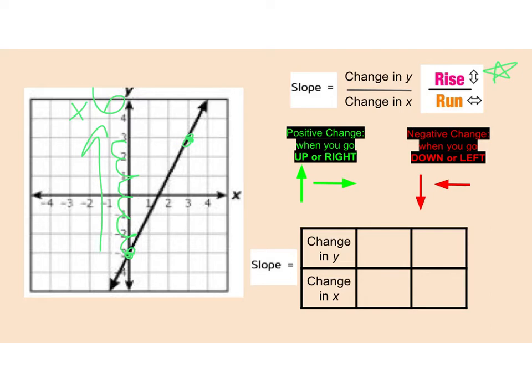And now I'm going to travel to the right, and I traveled right 3 spaces, so that's going to be a positive 3. So my change in y is 6, my change in x is 3, and 6 over 3 can be simplified down to 3 over 1, which still gives us our positive slope of 3.